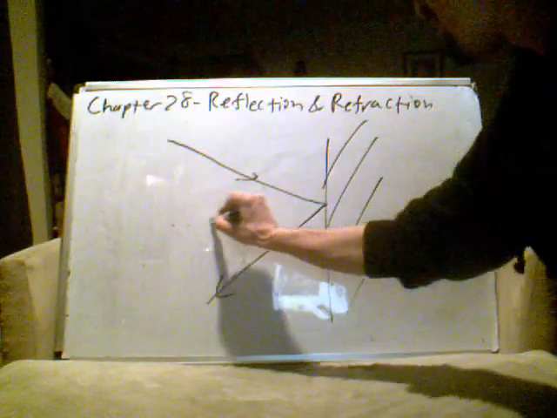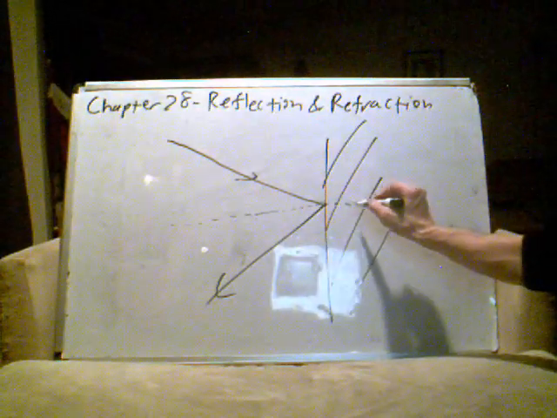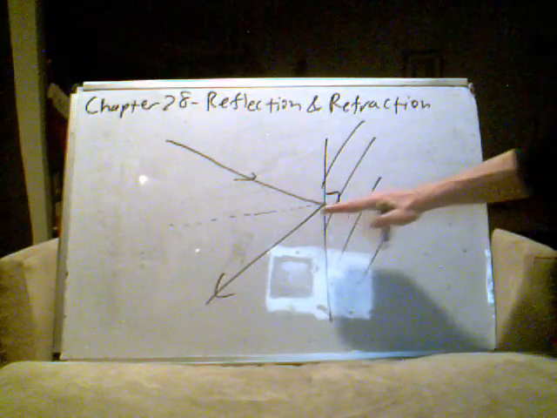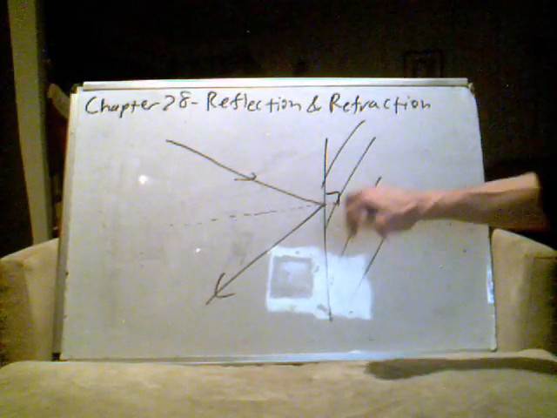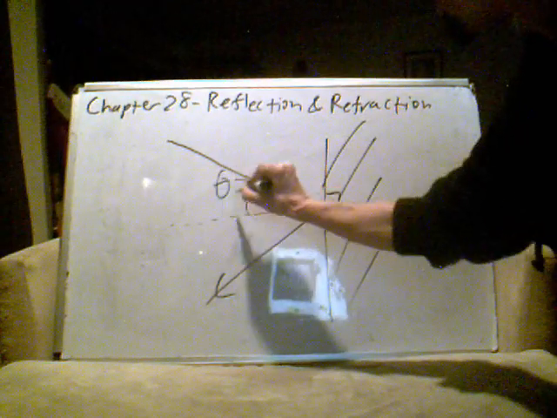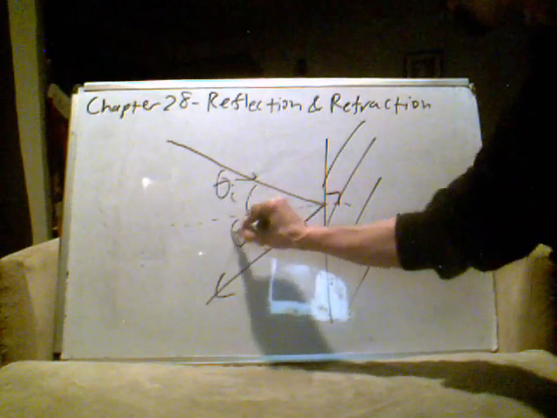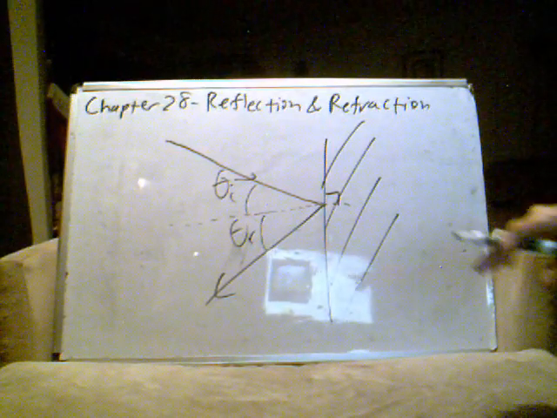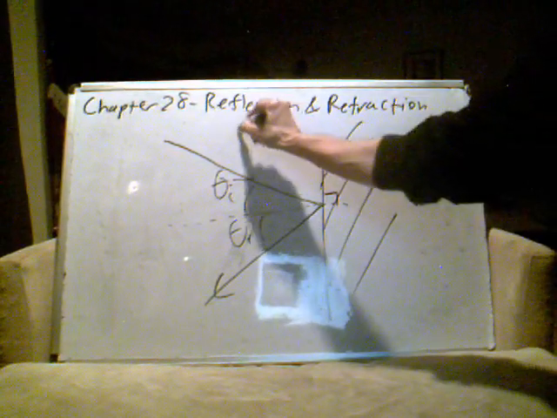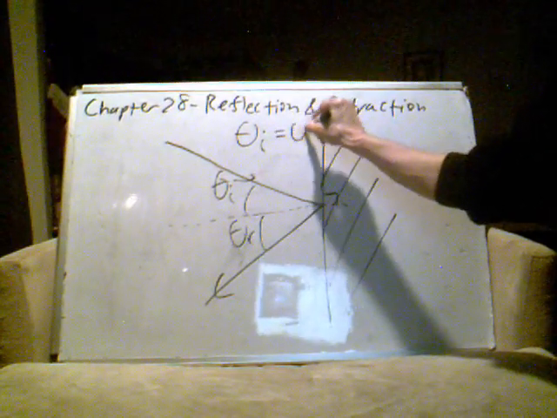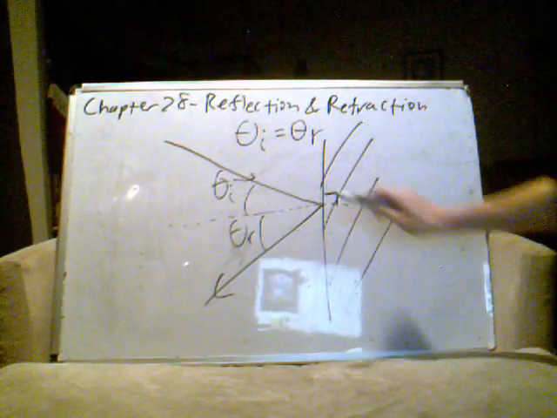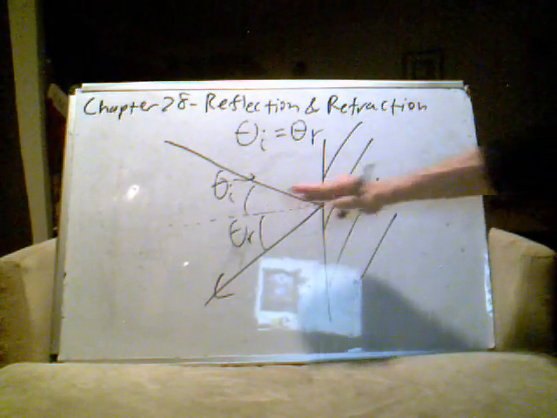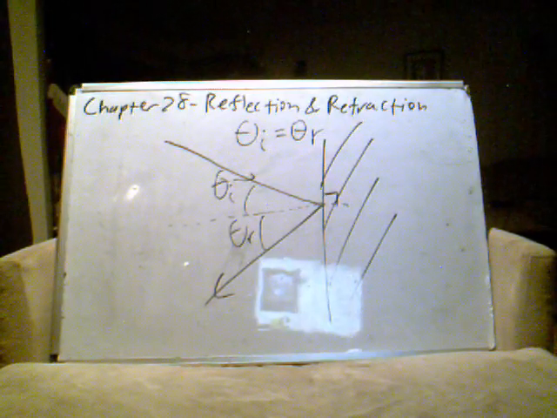Now, there is a mathematical relationship that governs this. If this dashed line here is the normal, or the line that is perpendicular to the surface of the mirror, we're going to call this the angle of incidence, and we'll call this the angle of reflection. And the law of reflection states that the angle of incidence is equal to the angle of reflection, both measured from this normal, or from this line that is perpendicular to the surface of the mirror.